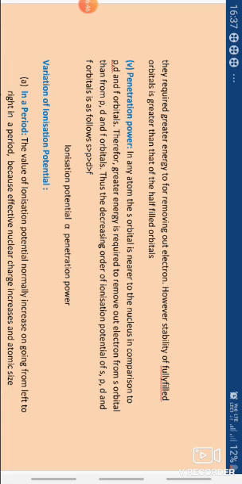So in this lecture we have seen the variation of the atomic radius in groups and in period. Then we have seen what is meant by ionization potential and the factors affecting the ionization potential. In the next lecture we will continue.